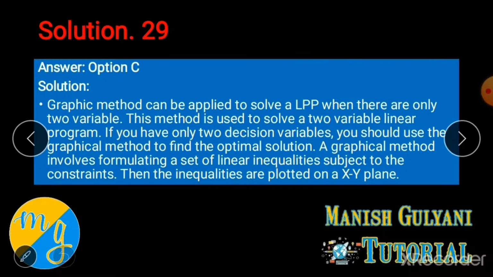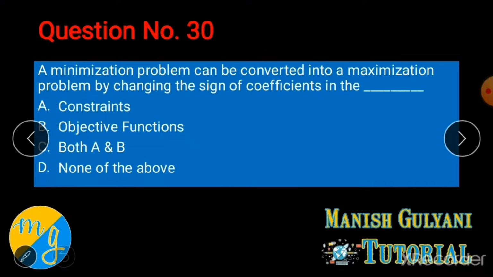Reason being, in graphic there are mainly two axes, OX axis and OY axis. If you show one variable on OX axis, another variable is shown on OY axis, then if you have a third variable, where will you show it? So in that case you have to choose simplex method. So graphic method is always used in the two variable case. So option C is your correct answer.